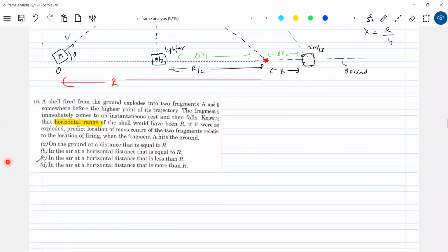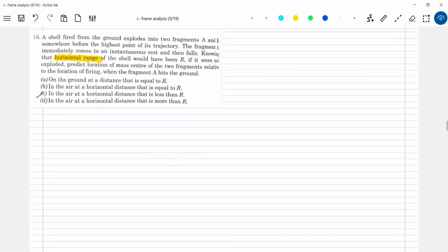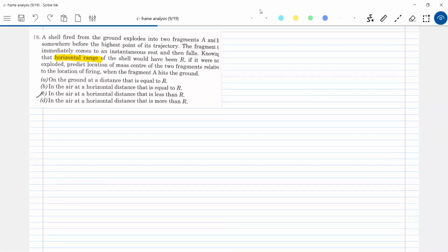Okay, now based on this analysis, come to this question. Read it now. It will be much easier for you to analyze. Horizontal range. So look at that one.